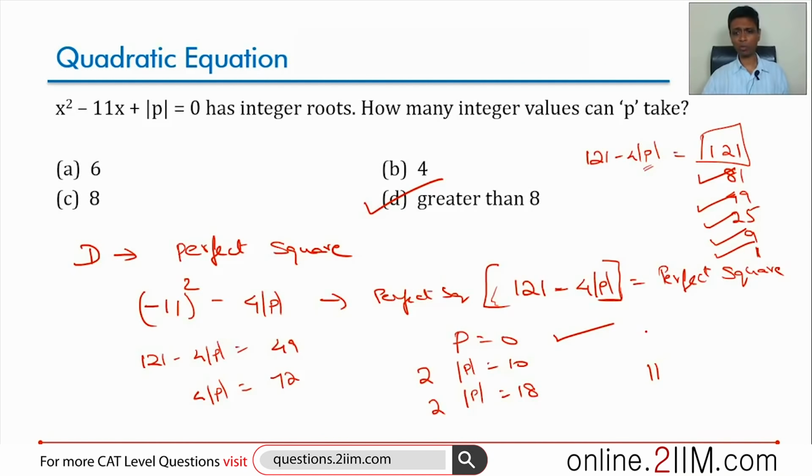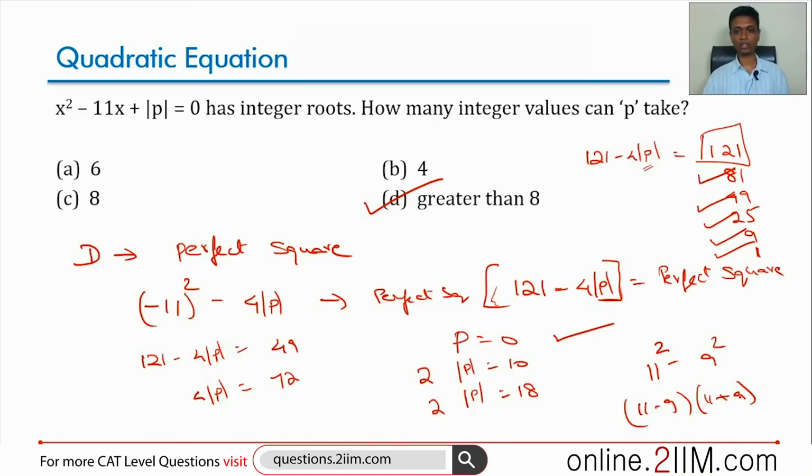If you're worrying about how many integer values p can take, then we don't need to worry about the exact values. We want to find only how many values are there. 4 mod p, what we are evaluating, is building into this that 121 minus this will end up being a multiple of 4. Any odd number square minus some other odd number square will always be a multiple of 4. So 121 minus 81 will be a multiple of 4. 11 square minus 9 square is 11 minus 9 into 11 plus 9. Product of two even numbers will have to be a multiple of 4.